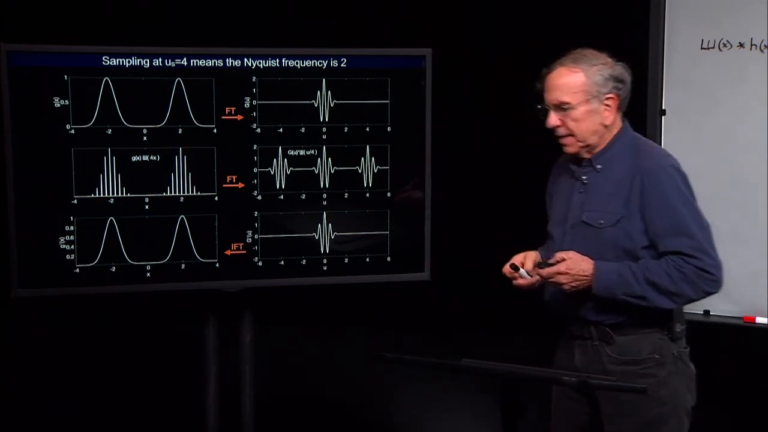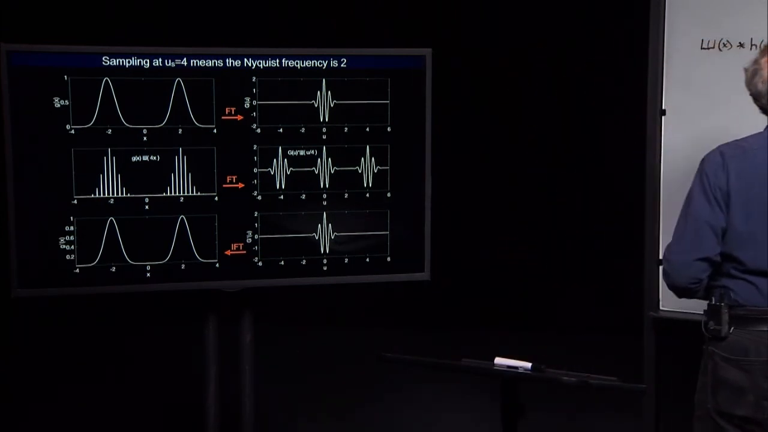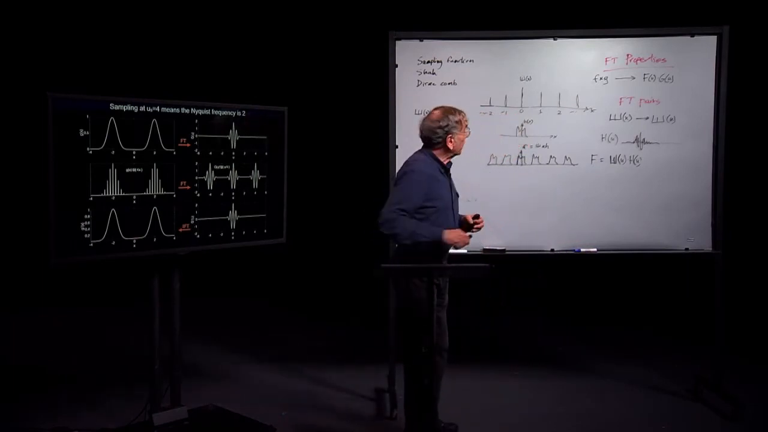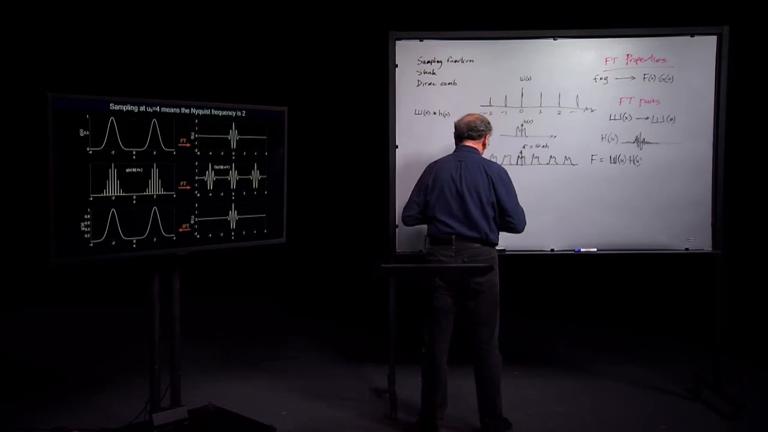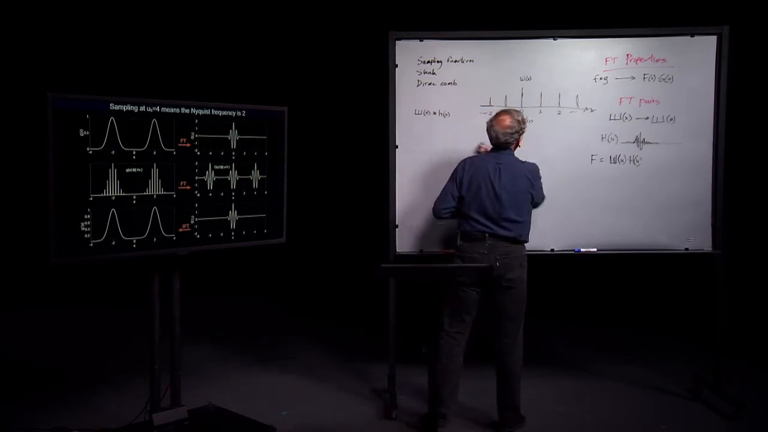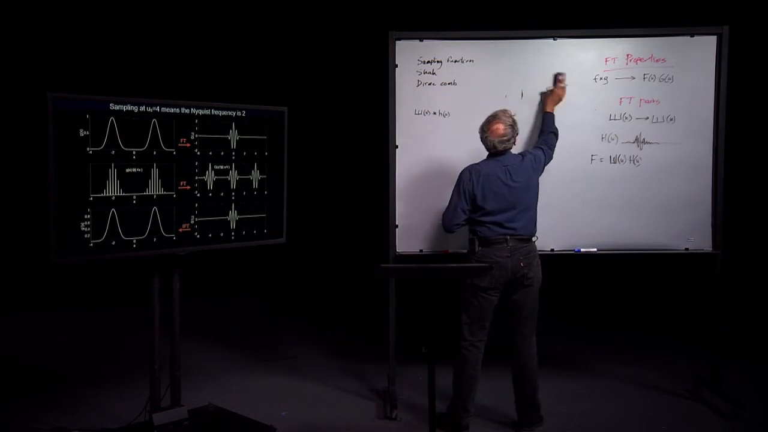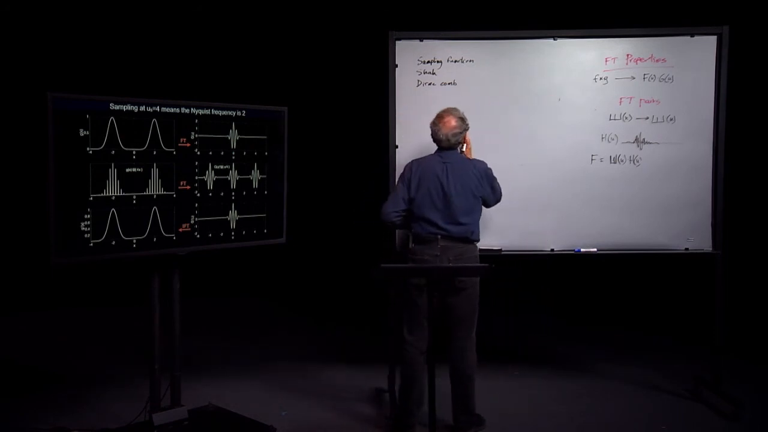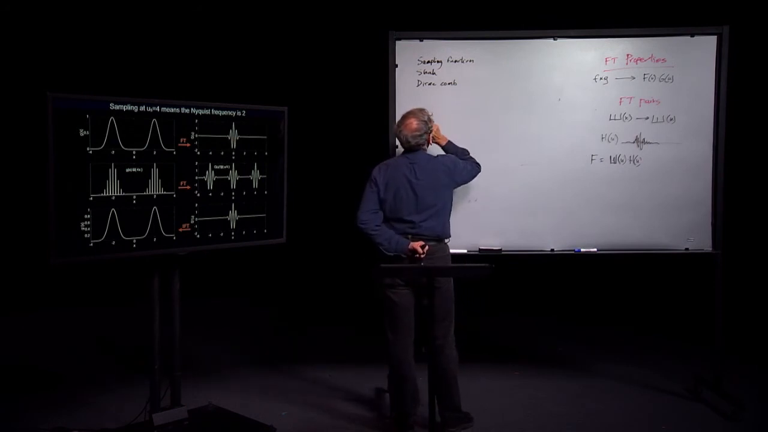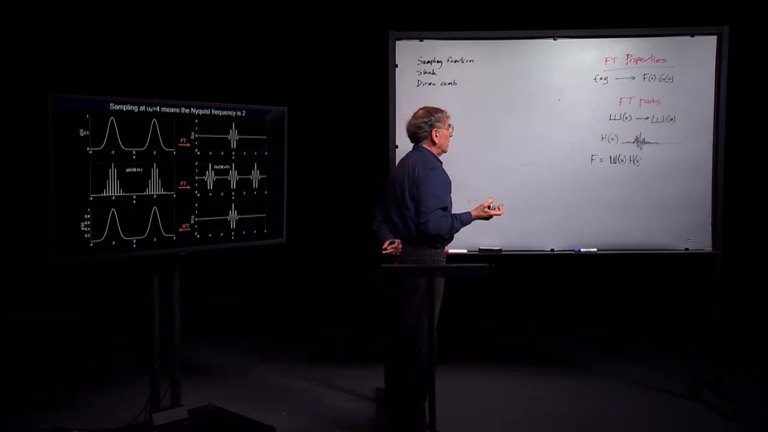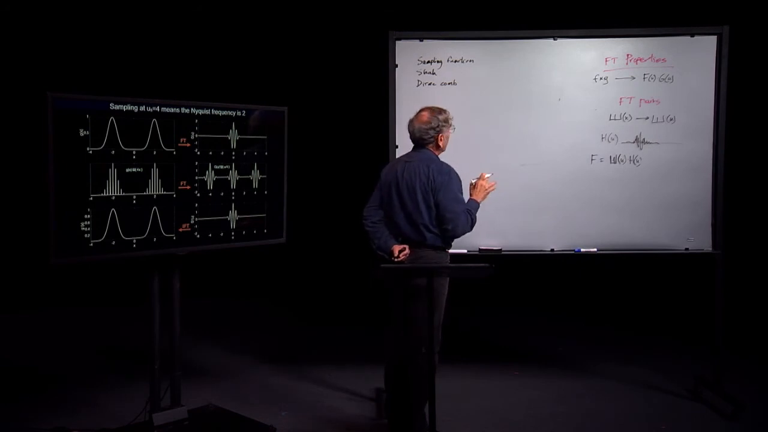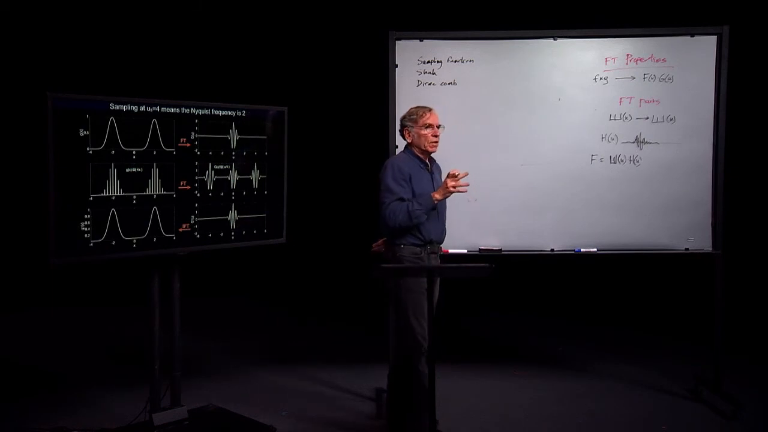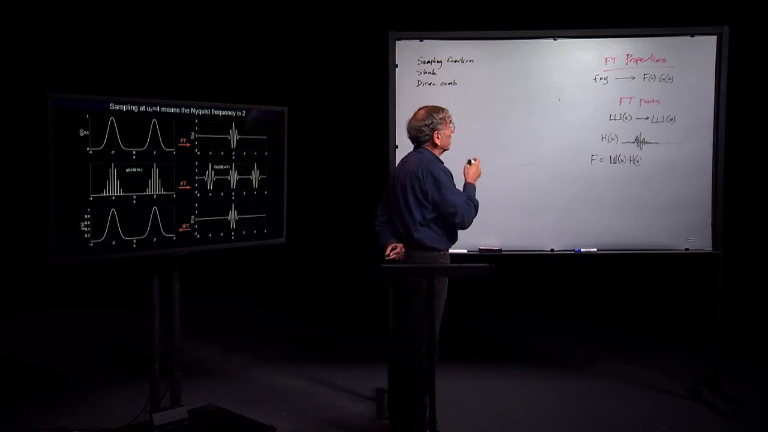So this says then that there is a very special sampling rate below which we cannot do a complete reconstruction of our original function. And the sampling rate is called the Nyquist sampling rate, and the highest frequency to which we can validly expect our information to be correct is called the Nyquist frequency.